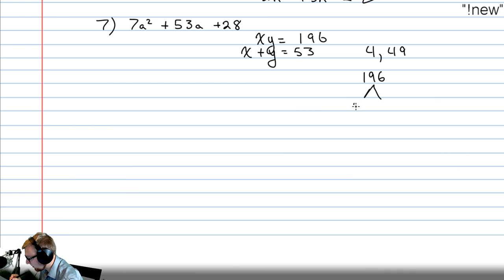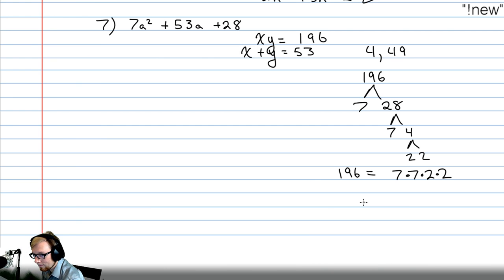Right. Okay, so I'm going to do a factor tree. 7 and 28. 7 is prime. 28 is what? 7 and 4. And 4 is 2 and 2. Right. Okay, so 196 has the factors of 7, 7, 2, and 2.